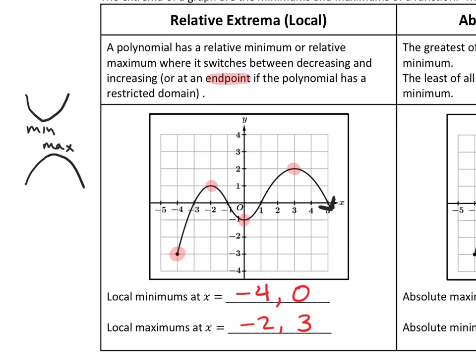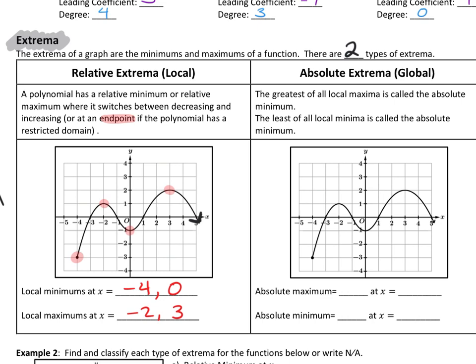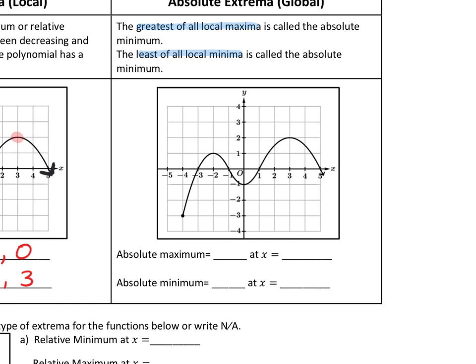Now these again are local maxes and mins. A different word we're going to be using is absolute extrema, absolute max and absolute min. When we're talking about the absolute or the global, we're talking about the biggest of all maximums or the smallest of all minimums. Those are called the absolute versions. Not all graphs have global maxes and mins. This one doesn't even have both of them.